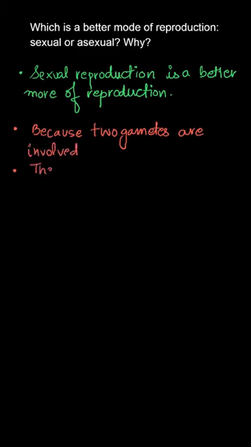In sexual mode of reproduction, two gametes are involved. Now, what are these two gametes? It is a male gamete and a female gamete. And these two gametes will cross over and form an offspring. We'll see what that offspring is like.